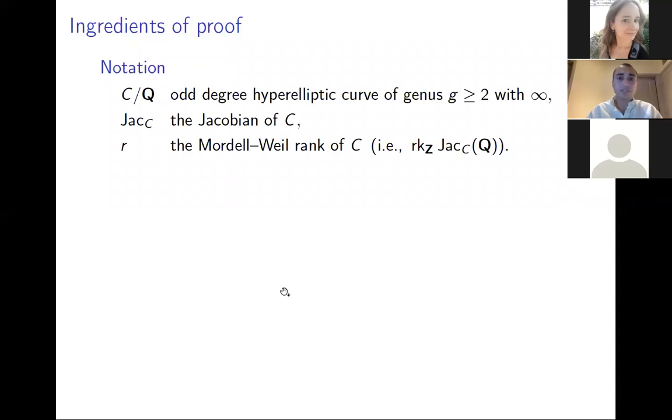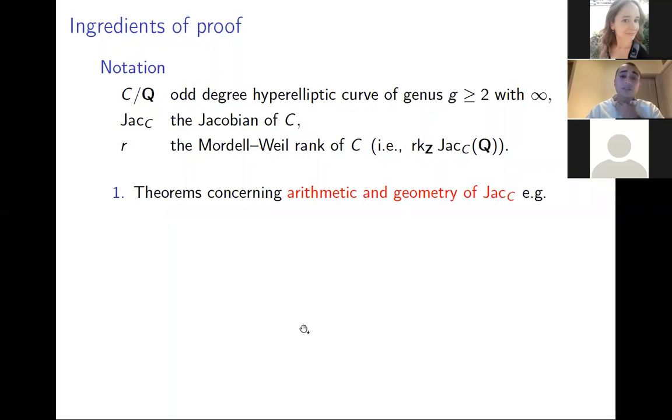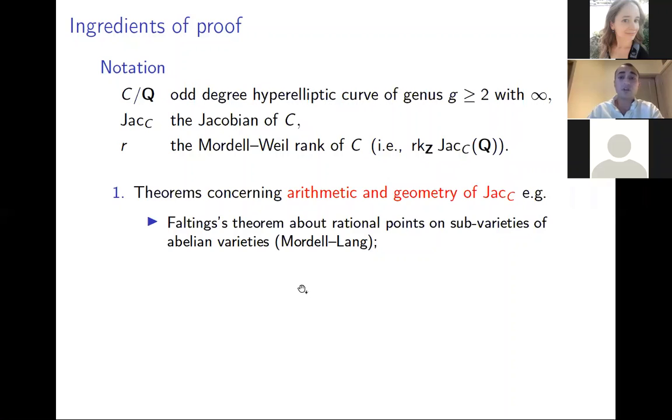So some notation: let C over Q be our odd hyperelliptic curve of genus greater than or equal to 2. Jac(C) denotes the Jacobian, and r is going to be the Mordell-Weil rank. So this is the rank of the Q-points of the Jacobian, which is also a finitely generated abelian group, again by the theorem of Weil. And so the ingredients are, we use some theorems concerning the arithmetic and geometry of hyperelliptic Jacobians. For example, we have Faltings' theorem about rational points on subvarieties of abelian varieties.